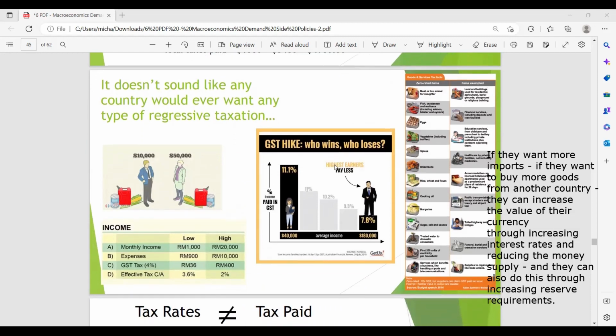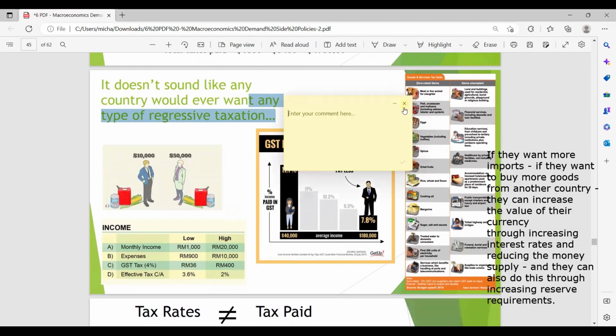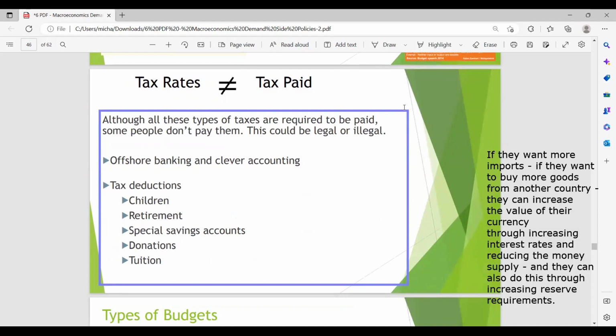So it doesn't sound like any country would ever want regressive taxation, because rich people likely shouldn't get lower tax percentages than the poor. So tax rates do not equal tax paid.